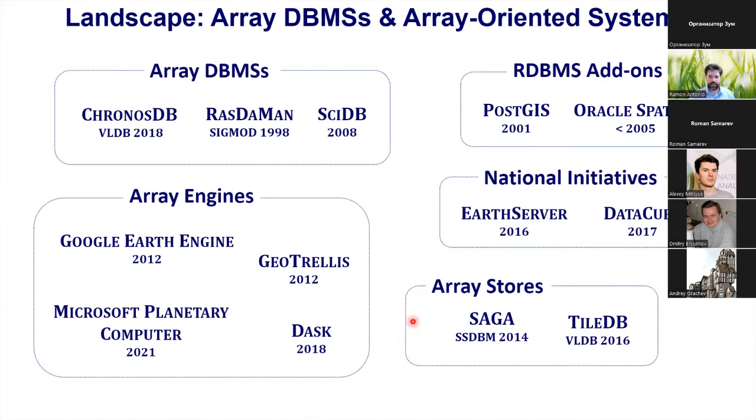Array engines provide array processing APIs in diverse languages. For example, JavaScript and Scala are the main languages for Google Earth Engine and GeoTrellis respectively. Microsoft Planetary Computer was launched last year and is based on open source software. Then we have relational DBMSs, because they have specific add-ons which provide powerful capabilities on top of relational DBMSs. But they are usually tailored only to 2-dimensional arrays.